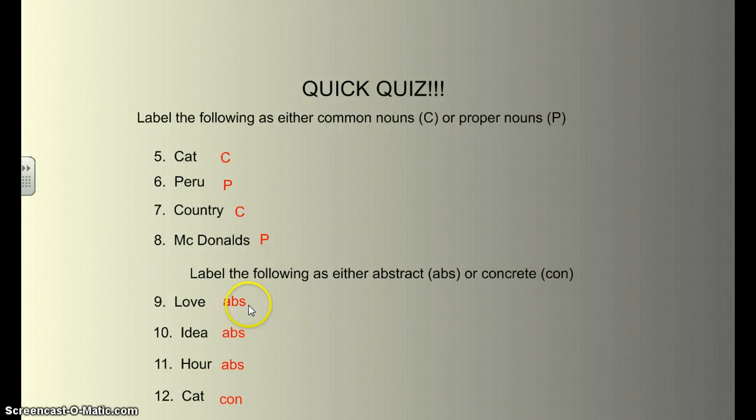Now, love, as we already discussed, is an abstraction. Idea is an abstraction. Hour, as a form of time, is an abstraction. And of course, cat is concrete because we can touch it, see it, hear it. I suppose you could smell and taste it too, but that would be creepy.